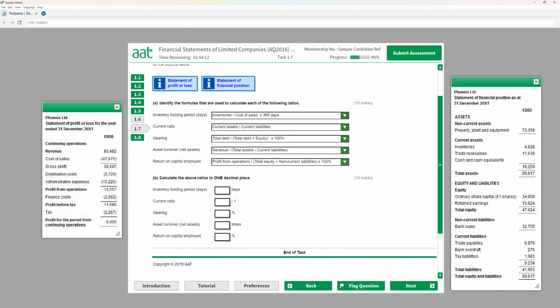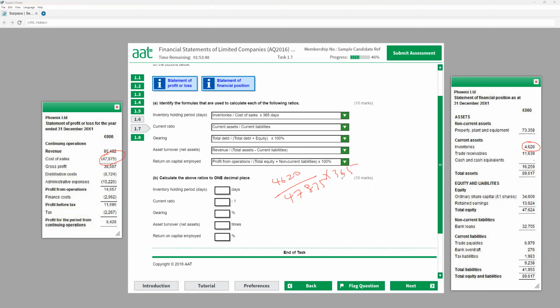All right, let's have a look. Now they're asking to make some calculation. Inventory holding days. How much is the inventory? 4620. So 4620 is the inventory. Divide by cost of sales. The cost of sales we have here is 47,875 times by 365.